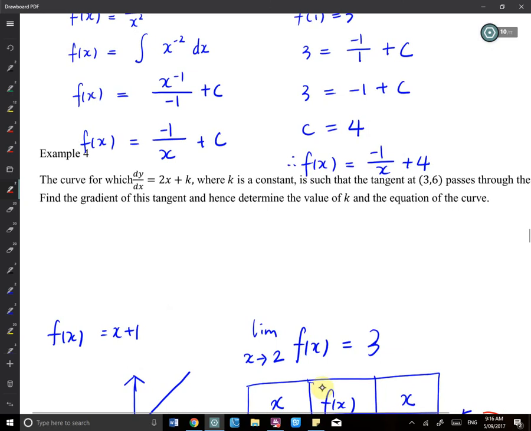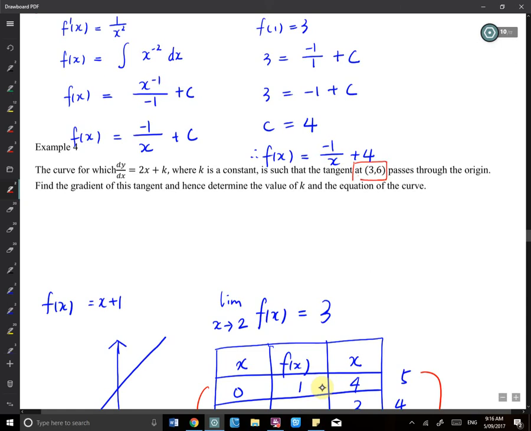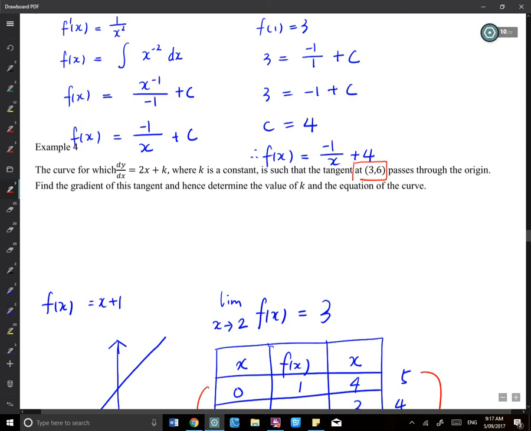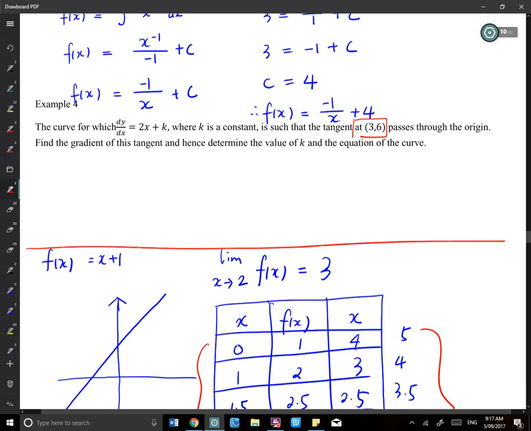Just have the last one. The last one says the curve for dy/dx is that, where k is a constant, such that the tangent at (3, 6) passes through the origin. Find the gradient of the tangent, hence determine the value of k, and of this equation.